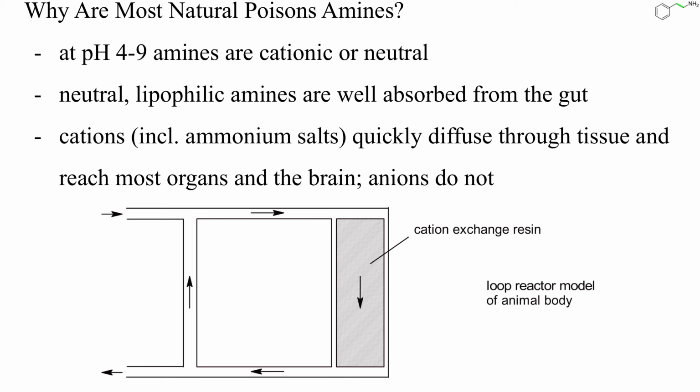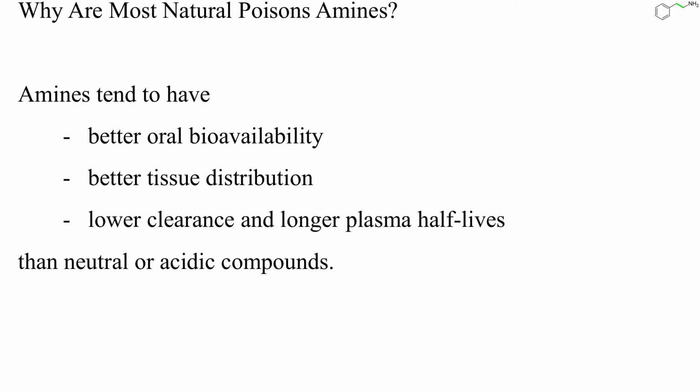Ammonium salts and other cations diffuse effectively into this polymer, while anions remain concentrated in the bloodstream. Therefore, because of their ability to be neutral or cationic, amines tend to have better oral bioavailability, good tissue distribution, and a longer plasma half-life than neutral or acidic compounds.